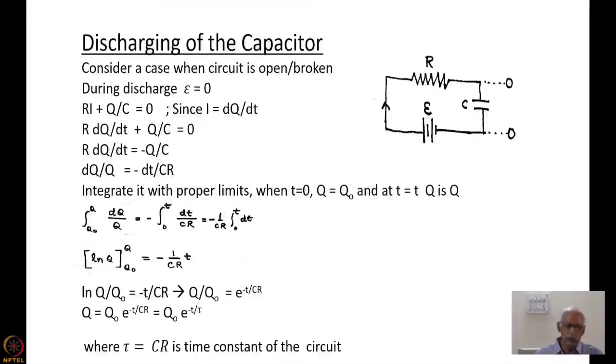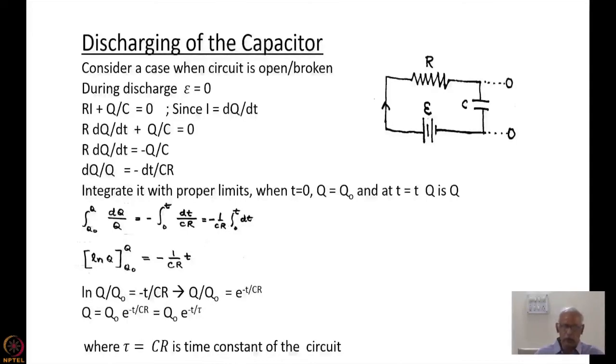Earlier the limits were from 0 to Q. Here, because we are discharging, at t equal to 0 the charge is Q naught, and at any time t it will come to Q. So the limits are Q naught to Q, of dQ divided by Q, as shown here. Now you will get a different equation: Q is equal to Q naught e power minus t by CR. In the charging equation this term was 1 minus this; here it is directly Q equal to Q naught e power minus t by CR.